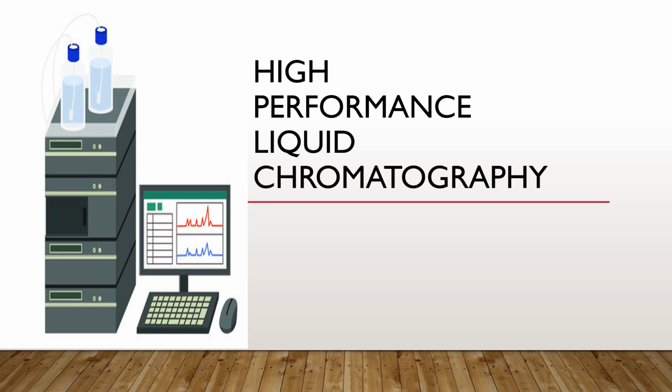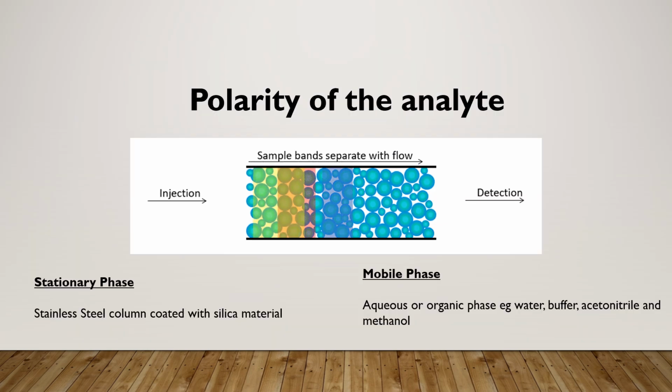Today let's learn about the principle of high performance liquid chromatography. Now as you can see in this picture, there's a column and the column has silica gel embedded in it. And you can see in the start there is a mixture of compound, and what happens is as the sample is injected onto the column along with the mobile phase, you can see there is separation of bands, color bands, as and when they are reaching towards the detector.